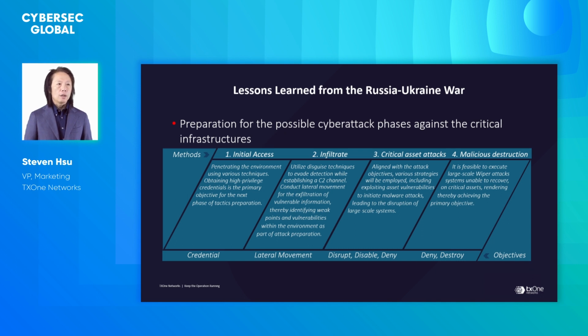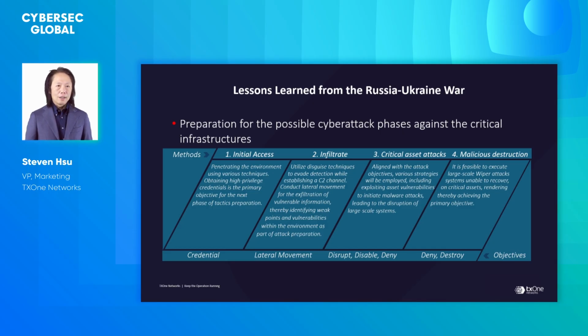Usually the attacker will use the legit account and disguise techniques to try to evade cybersecurity detection. This allows them to establish a command and control channel, which means they can conduct lateral movement to identify the weak points of a system, weak points in the operation environment. In the next phase, they will identify the critical asset to attack. They will probably exploit vulnerabilities in the critical asset and conduct an initial malware attack to accomplish the objective of disrupt, disable, deny. The last phase is malicious destruction.